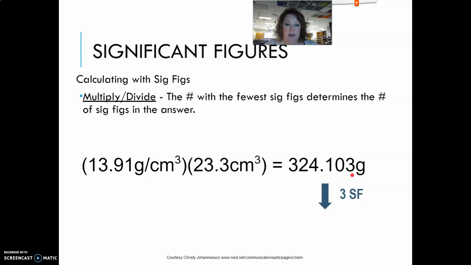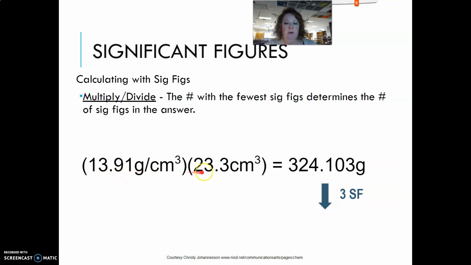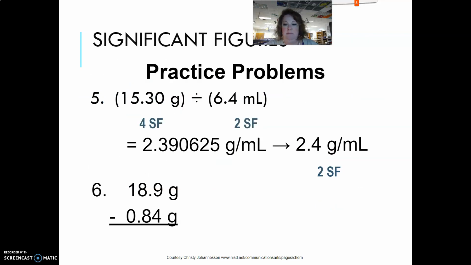We're not putting all those digits in our answer. So I look back here. I've got 4 sig figs in the first number, and I have 3 sig figs in the second number. So my answer can only have 3 sig figs. So that's going to be 324 grams. Least sig figs.